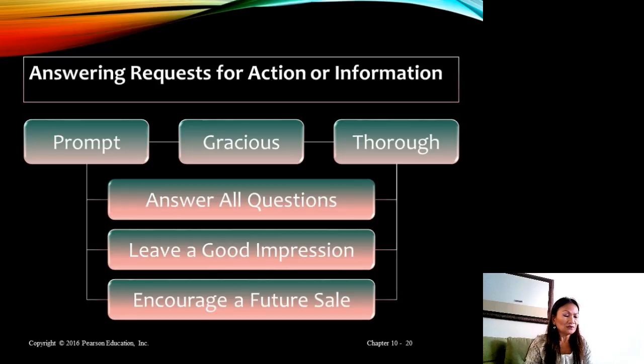So when you're answering requests and a potential sale is involved, you have three main goals. The first is to respond to the inquiry and answer all questions, and to leave your reader with a good impression of you and your firm. And lastly, make sure that you encourage the future sale.